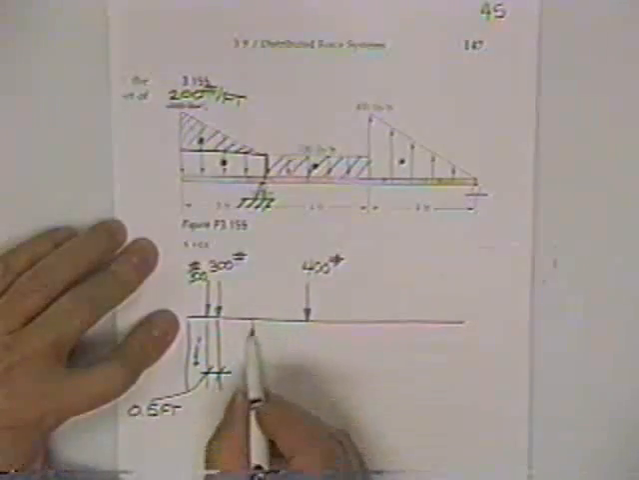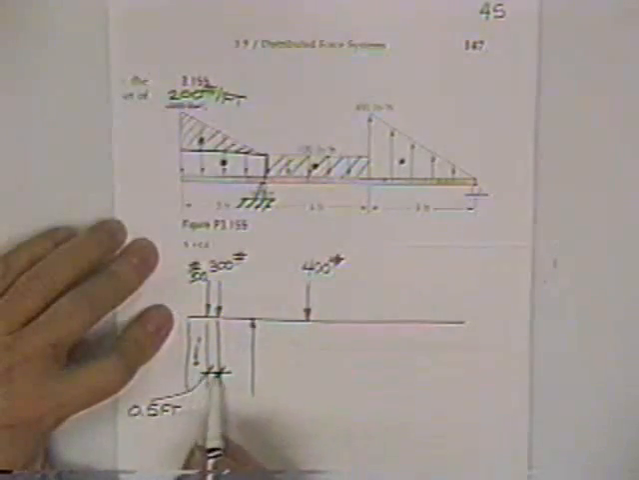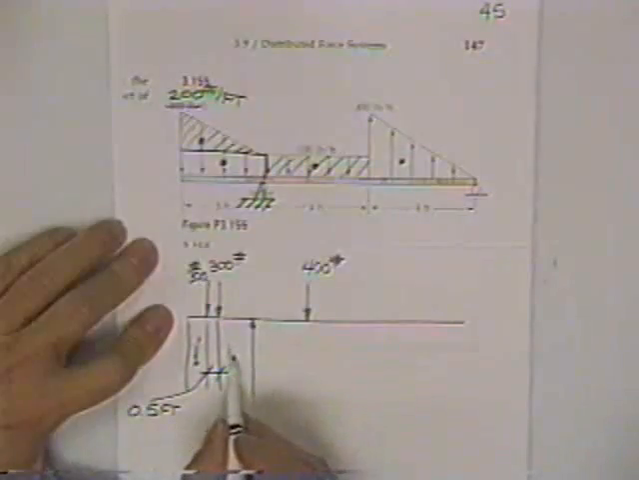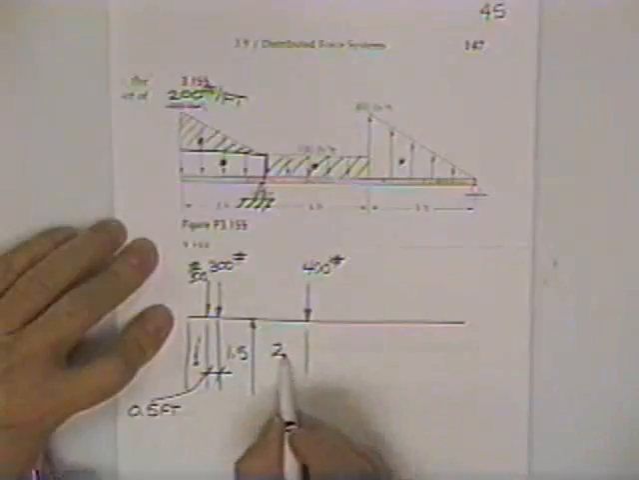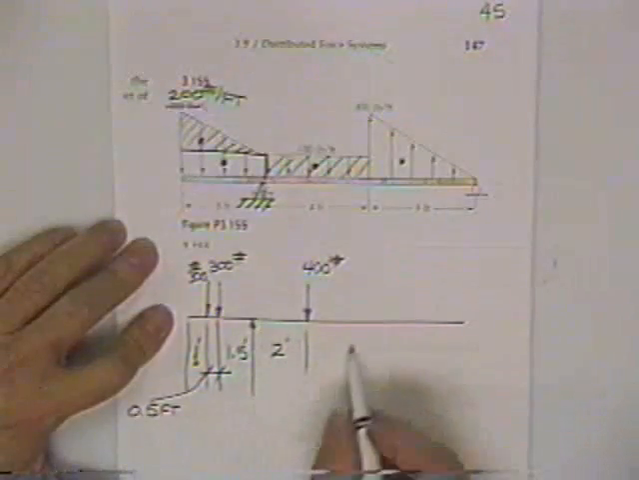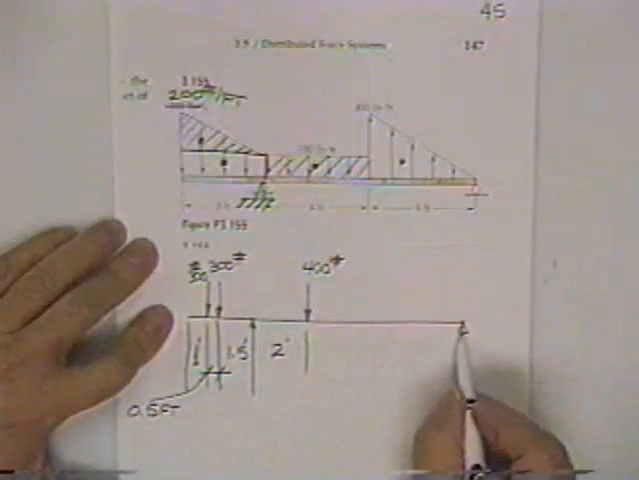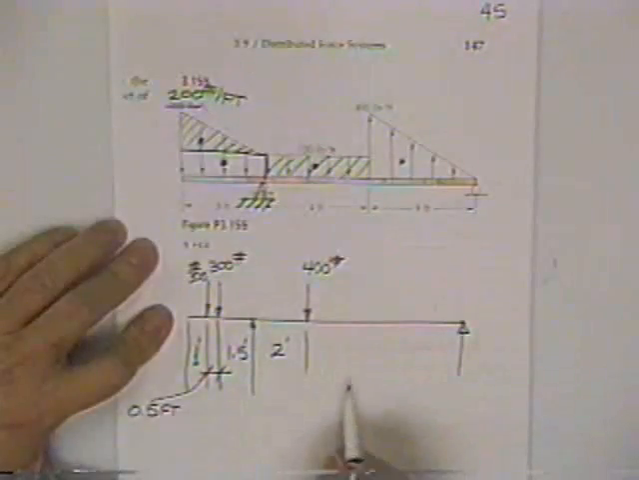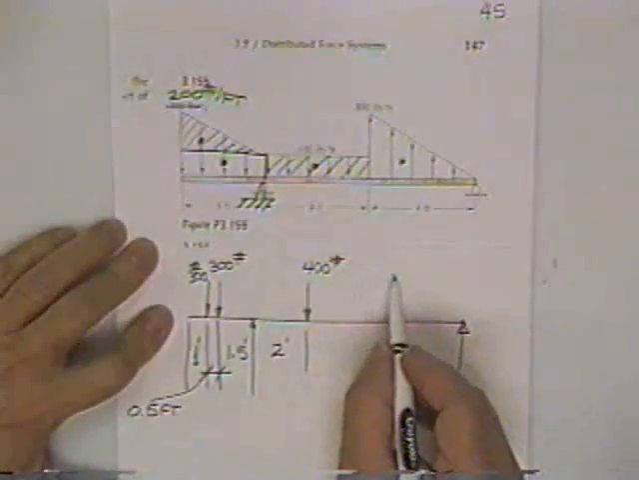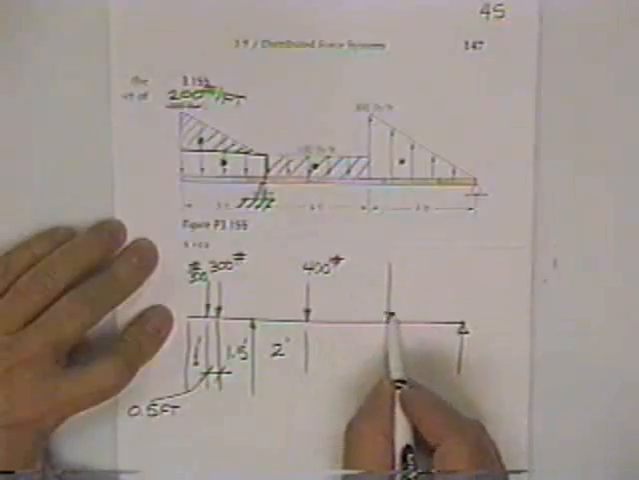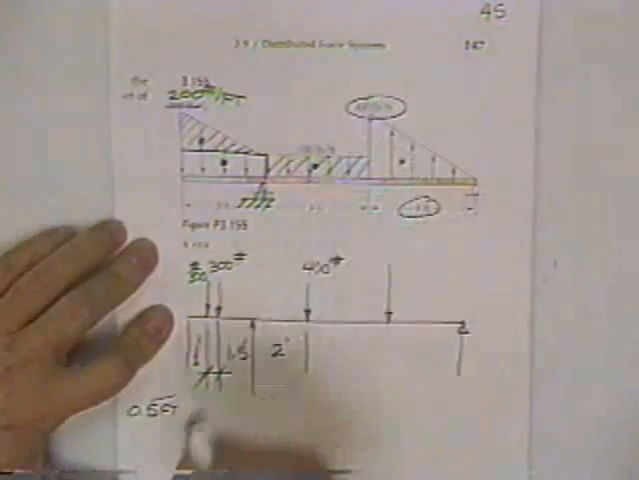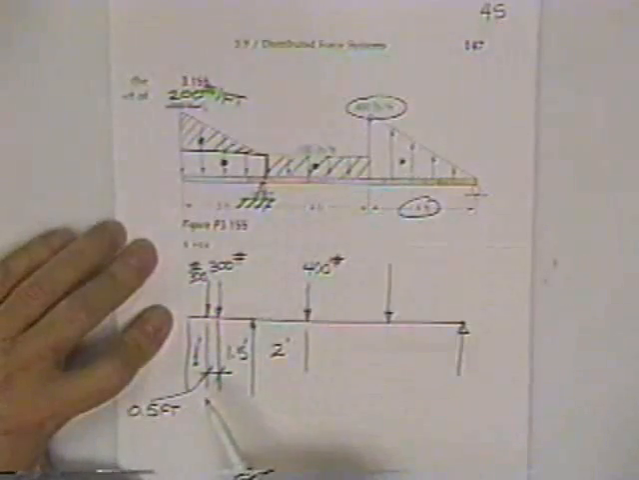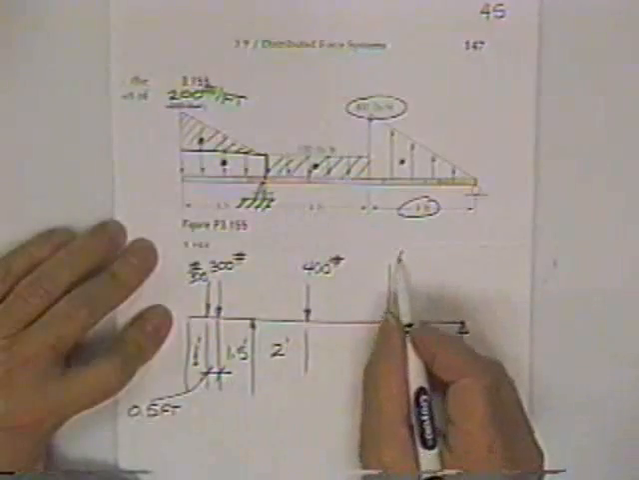Here's the reaction. We've already used up 1.5 feet, so this is 1.5 feet in here. This one is 2 feet since it's in the middle. Here's this reaction on this end, and here's the triangle load, and it goes right about there. Its magnitude is base times height cut in half. That's 2 times 3, that's 600 pounds.